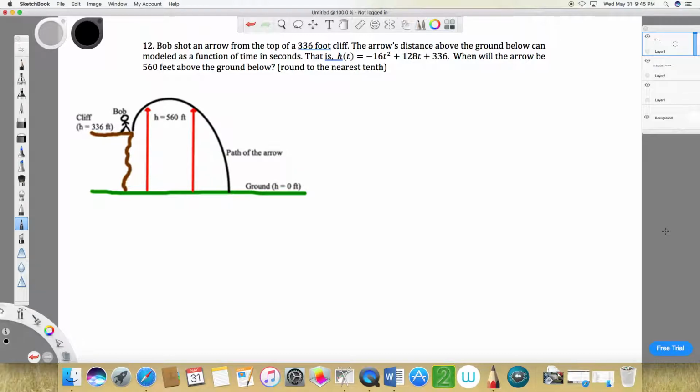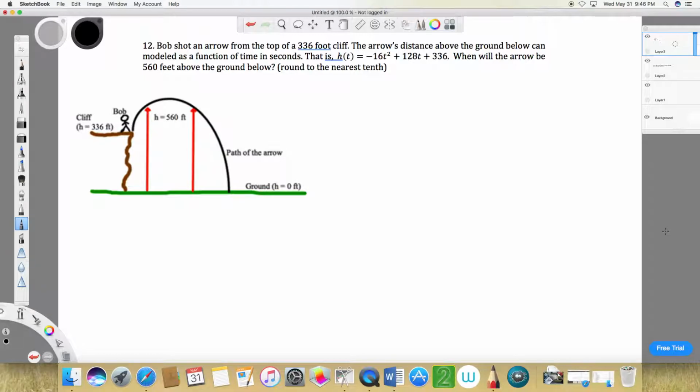So here we have Bob shot an arrow from the top of a 336-foot cliff. The arrow's distance above the ground below can be modeled as a function of time in seconds. We have an equation, h of t, and notice that it's a quadratic equation. Remember, the graph of a quadratic equation is a parabola, and that negative 16 means that parabola is opening downward. So if you look at our picture, you can see the path of the arrow is a parabolic path, and that's why this model of a quadratic equation is such a good representation of what's going on in real life with the path of shooting this arrow.